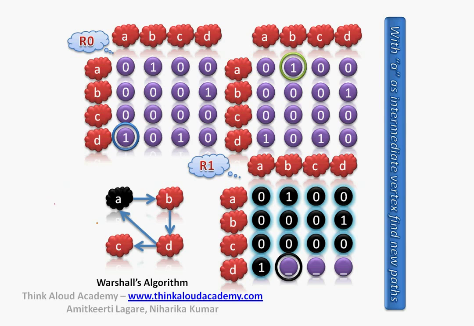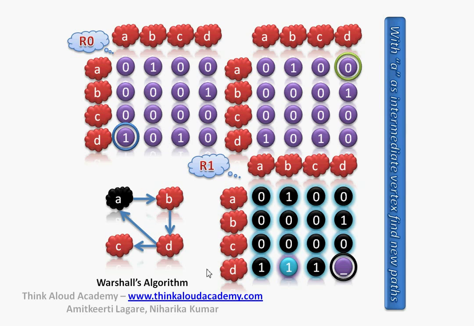Can I go from D to B via A? So right now there is no way of directly going from D to B, but you can see I can go from D to A, A to B. So to go from D to B, first I go D to A, which is a 1, A to B is also a 1. So this is my first finding using A as intermediate vertex. I have found a new path from D to B, so I'll just make this as 1.